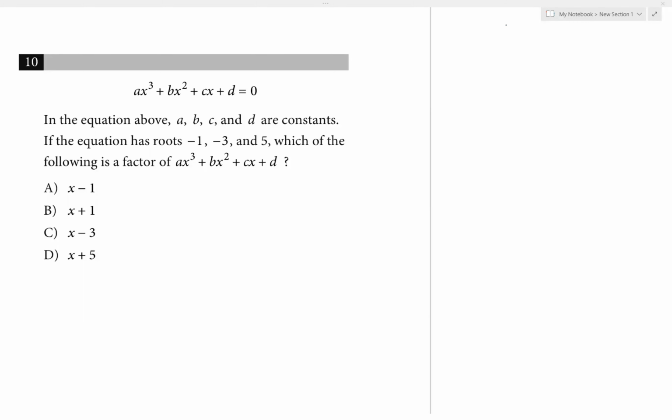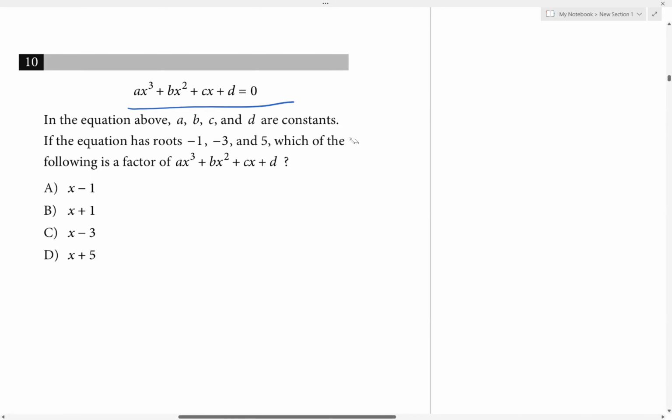All right, number 10. In the equation above, a, b, c, and d are constants. If the equation has roots -1, -3, and 5, which of the following is a factor of ax cubed plus bx squared plus cx plus d? Okay, so this is our equation, so this whole thing equals 0.